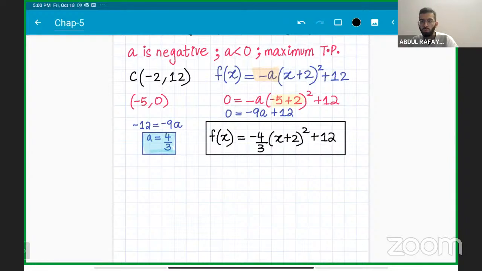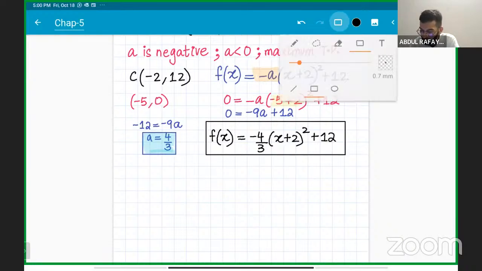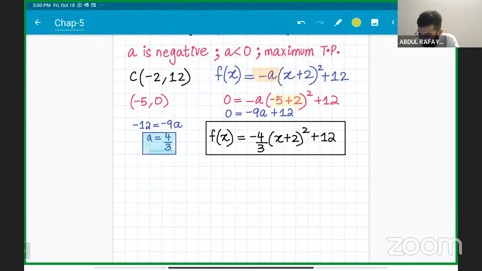First you expand (x plus 2) whole square, multiply by minus 4 over 3, and then just add 12 to it, so you will still get the answer, okay? That will still be correct. That is how part A is done, where you have to find the quadratic function.